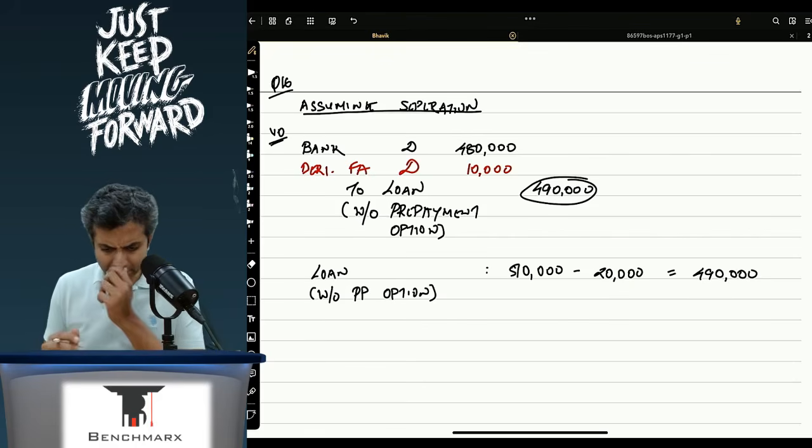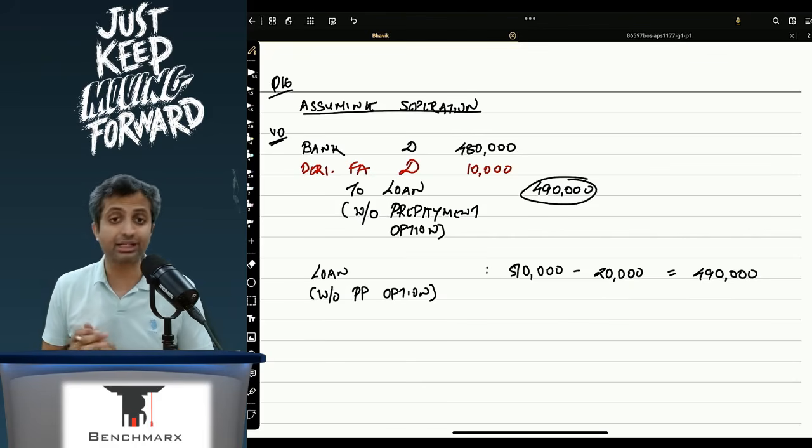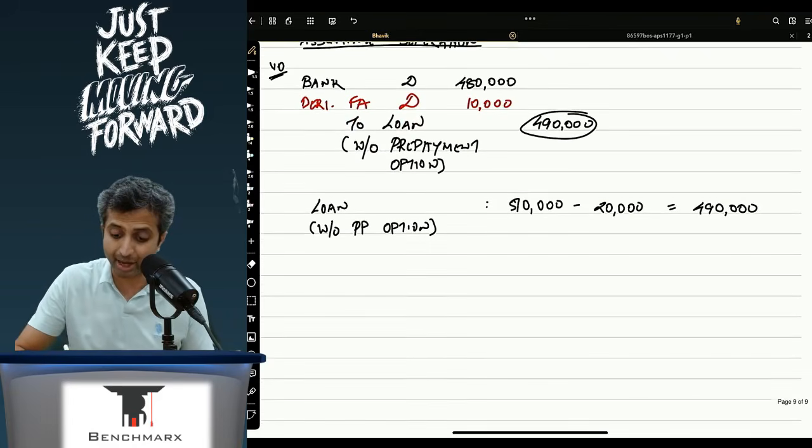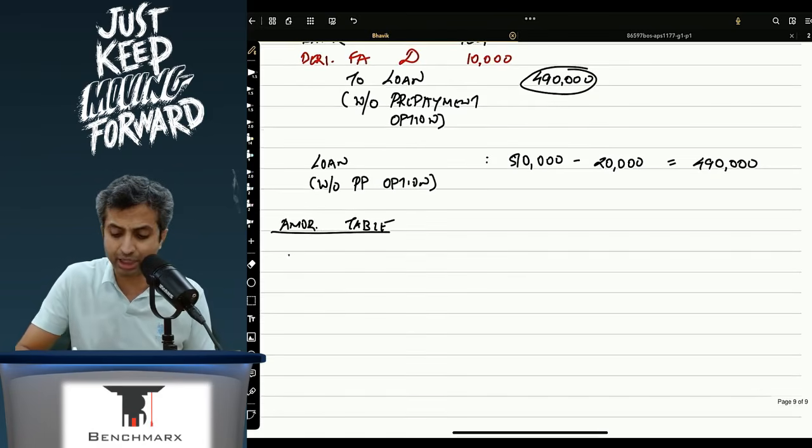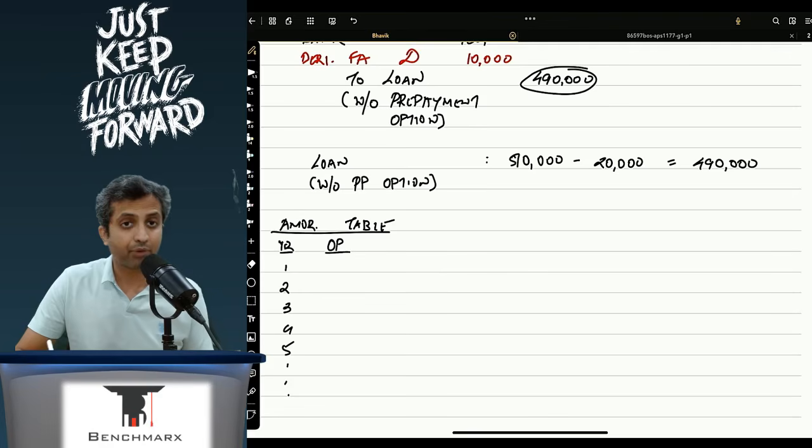Okay, so this is year 0. You show a derivative financial asset, and you show a loan without the prepayment option. Now you have to prepare an amortization table for the loan, at least for 4 years, because the prepayment option kicks in at the end of the 4th year, to start with year 1, 2, 3, 4, 5 and so on. If you see the institute material, they've done this for all the 10 years.